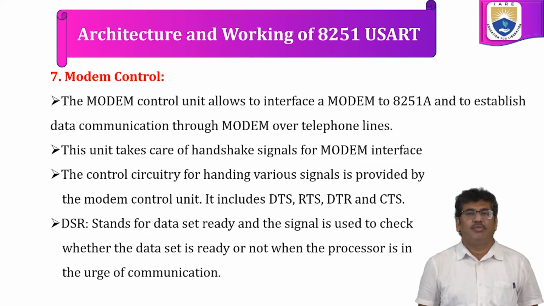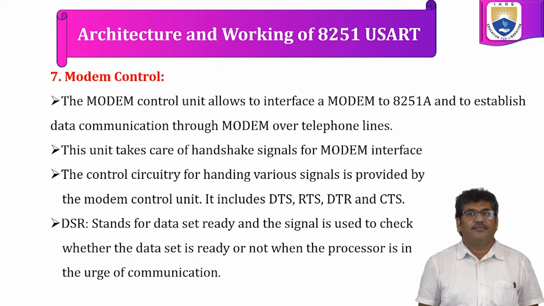The next block is the modem control unit. The modem control unit allows us to interface a modem to 8251 and to establish data communication through the modem over telephone lines. This unit takes care of handshake signals for the modem interface. The control circuitry for handling various signals is provided by the modem control unit. It includes DSR, RTS, DTR and CTS.